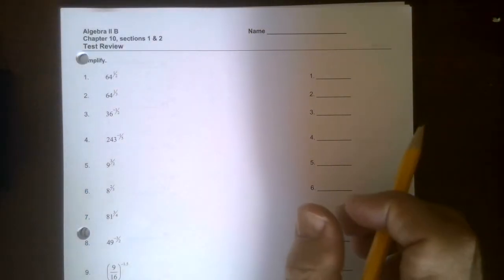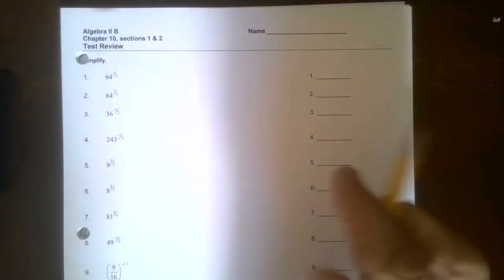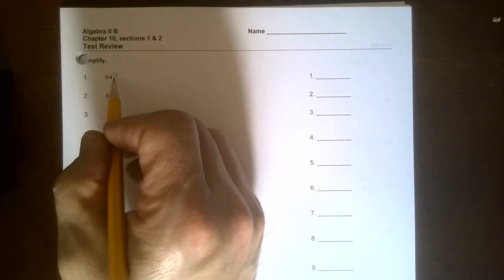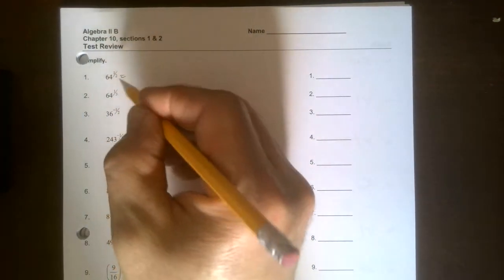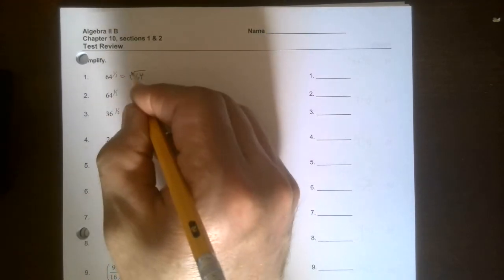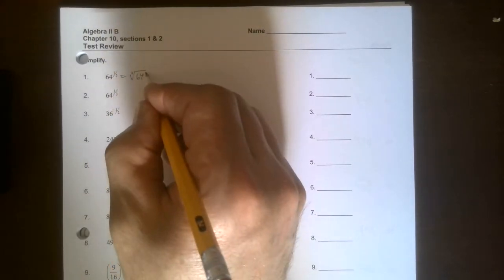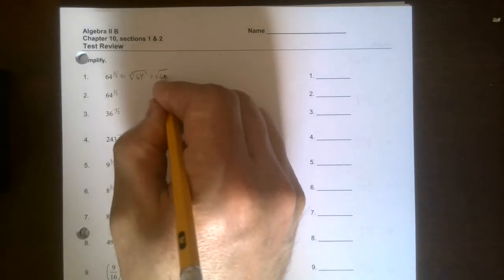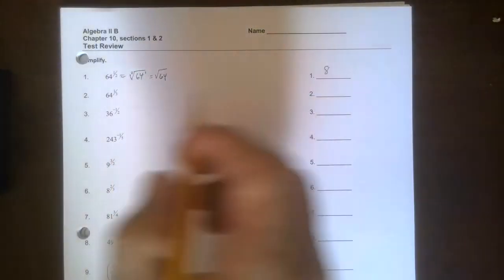All right, chapter 10, sections 1 and 2. So 64 to the 1/2 power, that's just the same thing as the square root of 64. So where's the 2 go? In the index. Where's the 1 go? Right there. So really it's just the square root of 64, which is just 8.